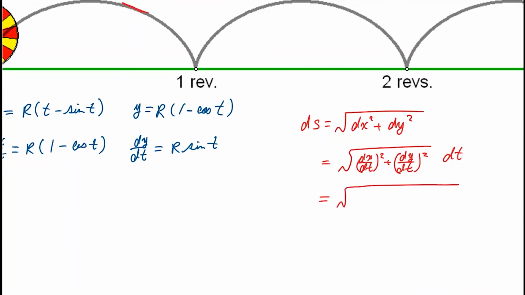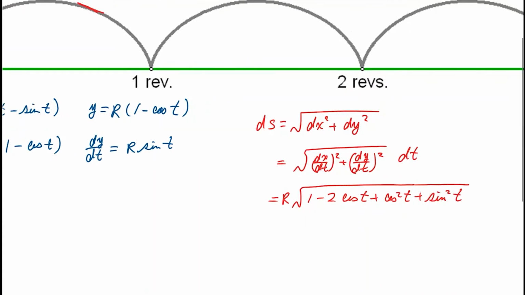Okay, we'll take those two and shove it in here now. So then this becomes, unfortunately we have to square that, but we can factor out r. So r can stay out here. And then we have 1 minus 2 cosine t plus cosine squared t plus sine squared t. You with me? And dt. I always forget that dt part.